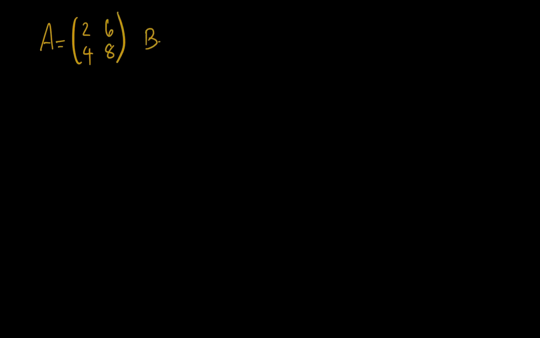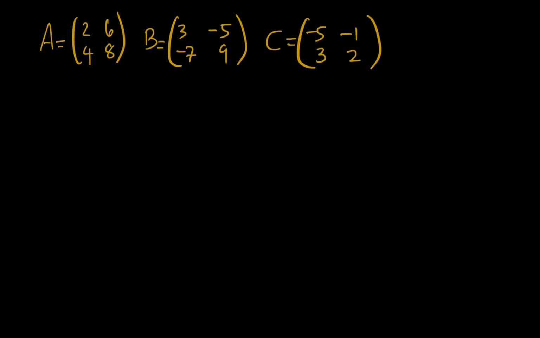Now let's take a look at a different problem set. This time we have the matrix A. The matrix A is 2, 4, 6, and 8. And then you also have the matrix B, which is 3, -7, -5, and 9, like this. And you also have the matrix C, which is -5, 3, -1, and 2, like that, in this order.